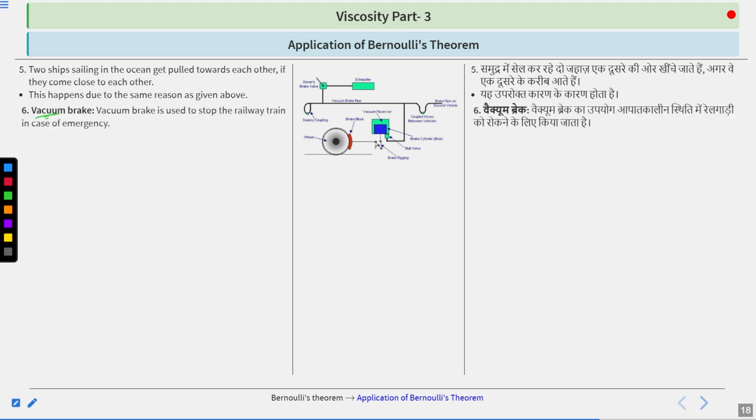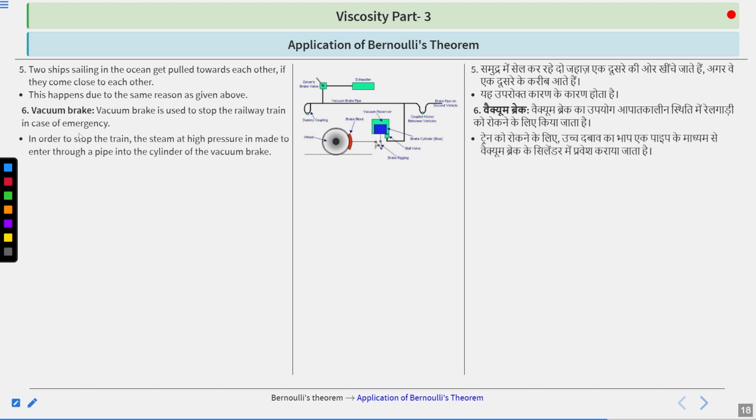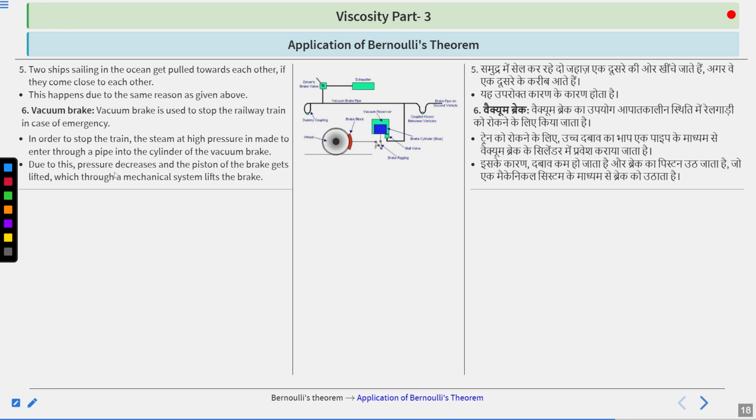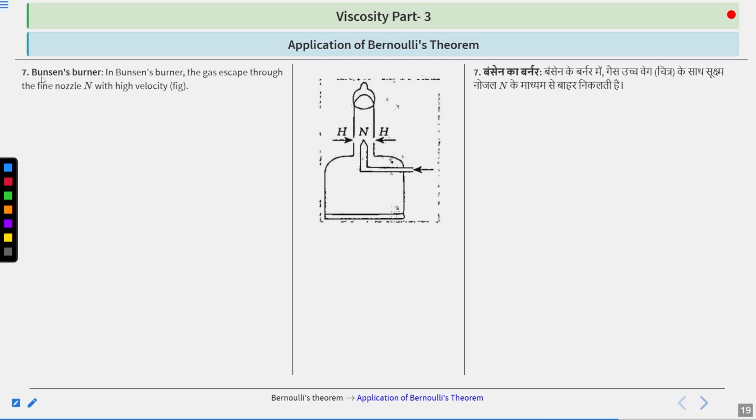Vacuum brake. Vacuum brake is used to stop the railway train in case of emergency. In order to stop the train, the steam at high pressure is made to enter through a pipe into the cylinder of the vacuum brake. Due to this, pressure decreases and the piston of the brake gets lifted, which through a mechanical system lifts the brake.